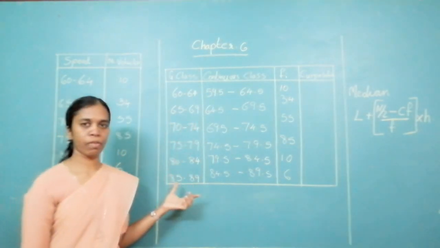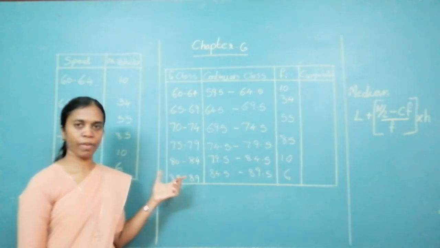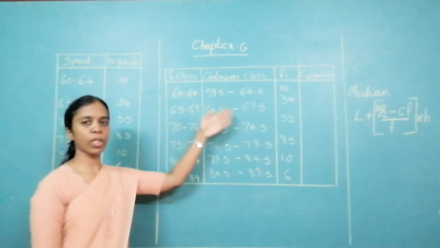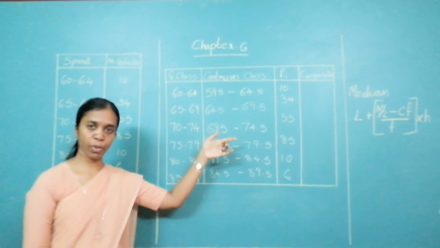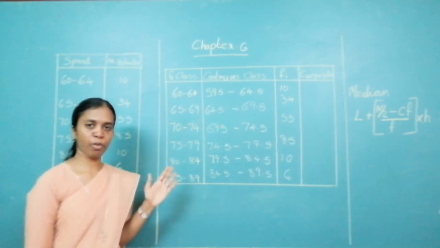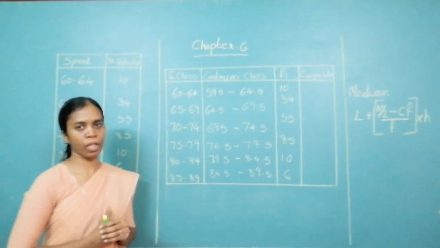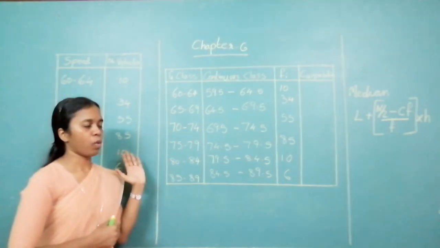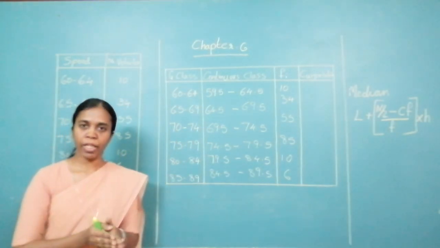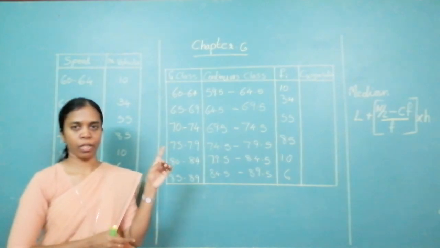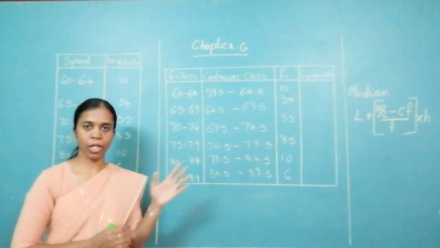Now, can you see how we have changed the class interval? This was the class interval given to us. We have converted it into a continuous class interval. And how did we do that? By subtracting 0.5 from the lower limit and adding 0.5 to the upper limit. Okay. Now, to find median, that was the first condition: make the class interval continuous.